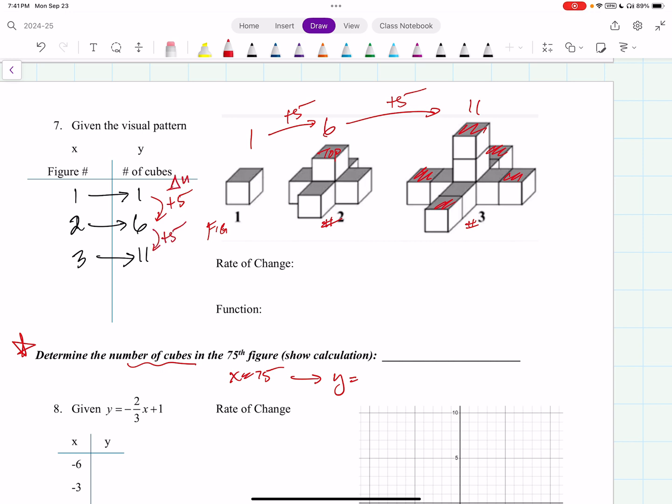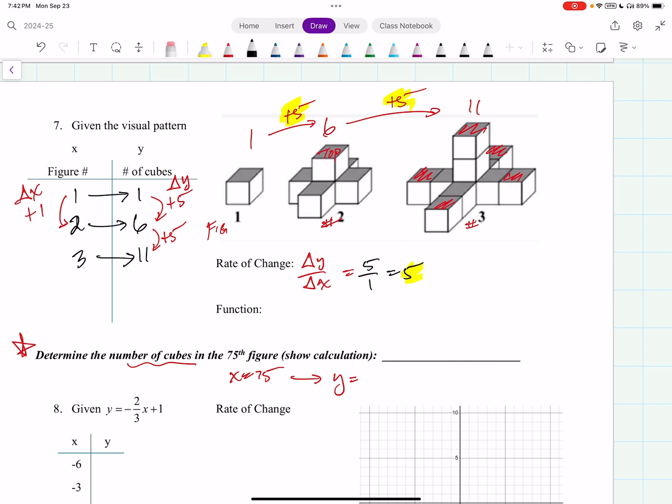And that's called delta y, or the change in cubes. And the change in the figure number is obviously 1. Okay? So the rate of change is always delta y over delta x in a linear situation. So we have 5 divided by 1, or a change of 5. Why? Because we're adding 5 cubes. It's a change of 5, guys.